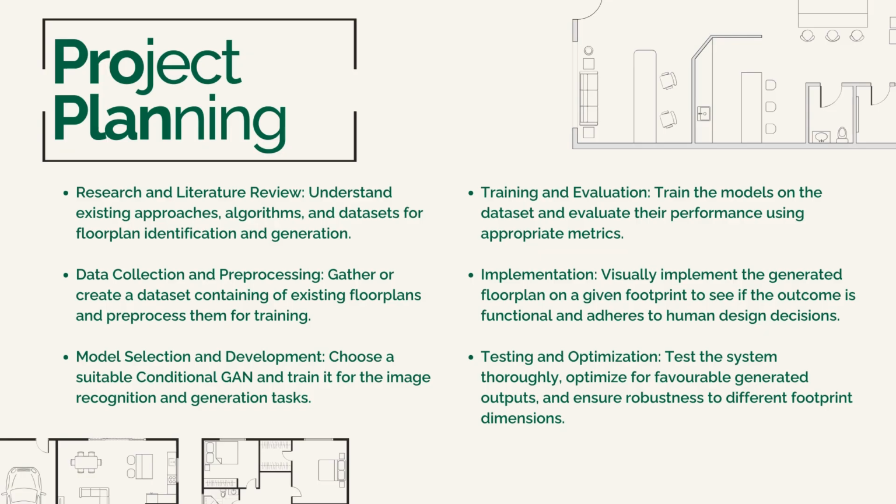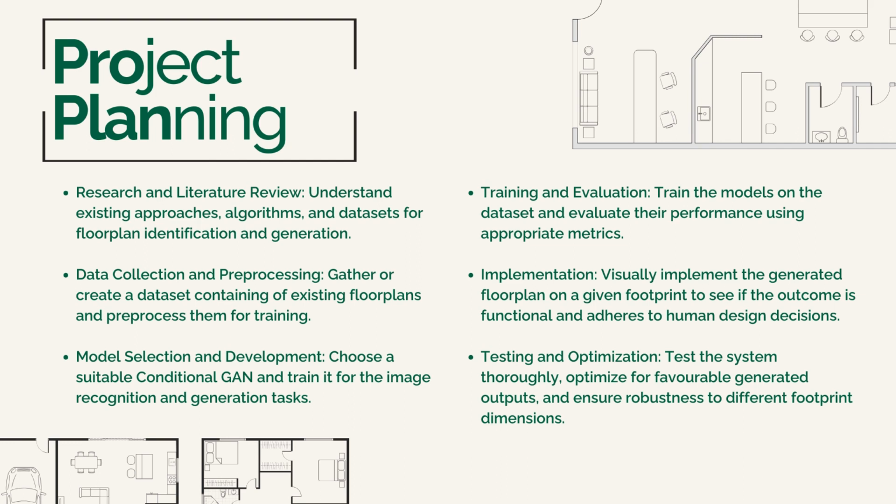So now I'm going to describe some basic project planning steps. The first one was research and literature review to basically understand existing approaches, algorithms, and datasets for floor plan identification and generation. Then comes the data collection and processing part, where we gather and create a dataset containing existing floor plans and pre-process them for training. Then we selected a model for development. We basically chose a suitable conditional GAN model and trained it for image recognition and generation tasks.